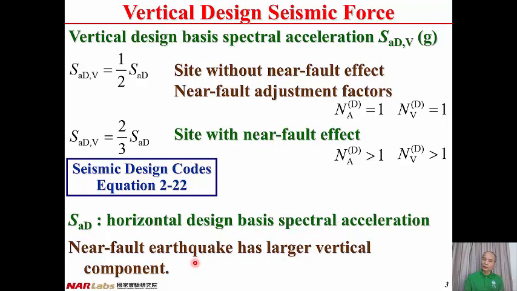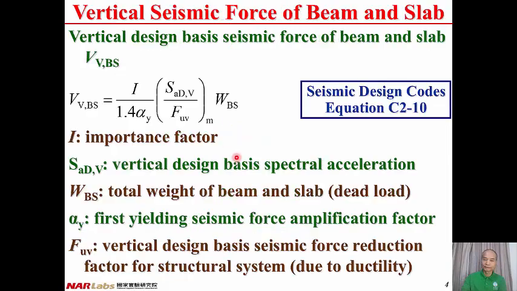For near-fault earthquakes, the vertical component is larger than the one far away from the fault. Therefore, for near-fault earthquakes, the vertical component is 2/3 of the horizontal component. For far-field earthquakes, the vertical component is just 1/2 of the horizontal component.